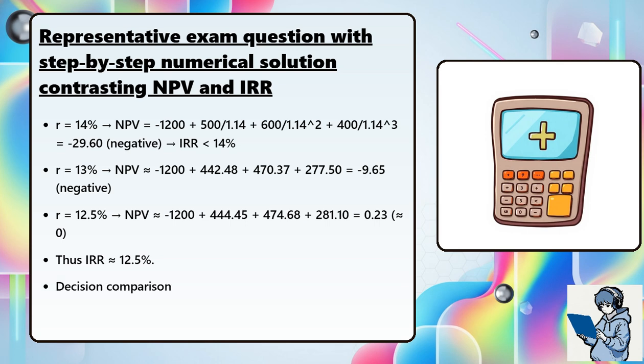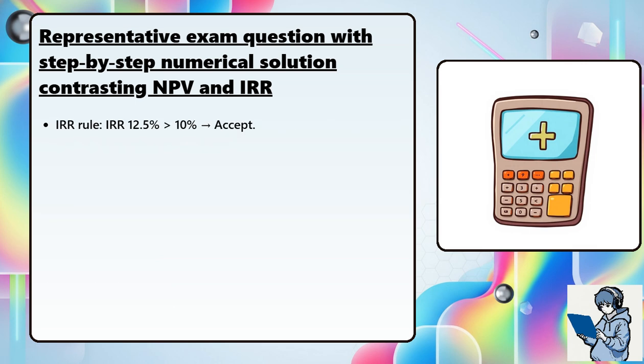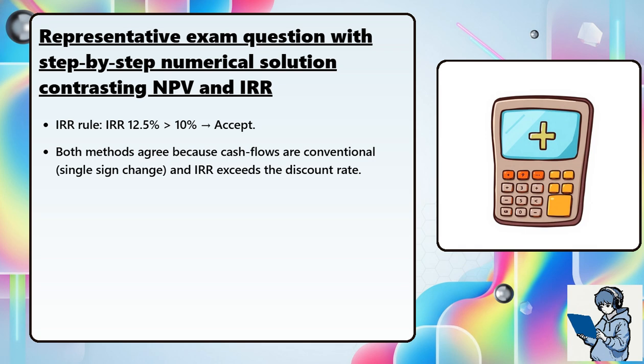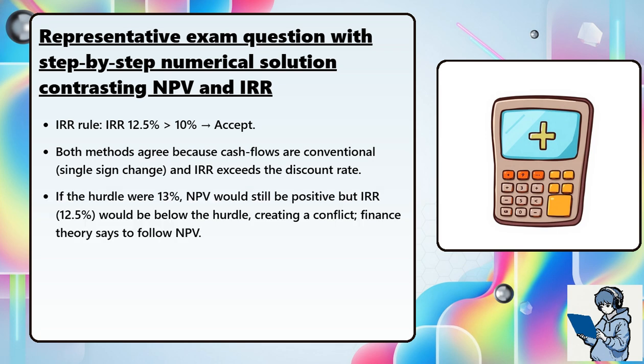Decision comparison. Using the NPV rule with cost of capital 10%, NPV equals plus $51,000, therefore accept the project. Using the IRR rule, internal rate of return 12.5% is greater than 10%, therefore accept the project. Both methods agree because the cash flows are conventional with only one sign change, and the internal rate of return exceeds the discount rate. If the hurdle were 13%, NPV would still be positive, but internal rate of return 12.5% would be below the hurdle, creating a conflict.